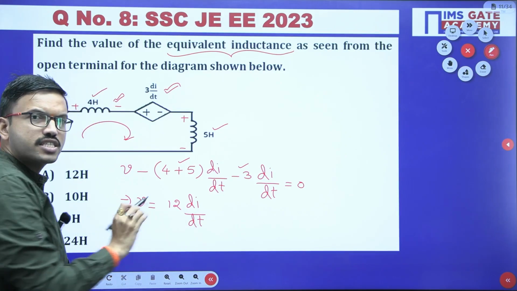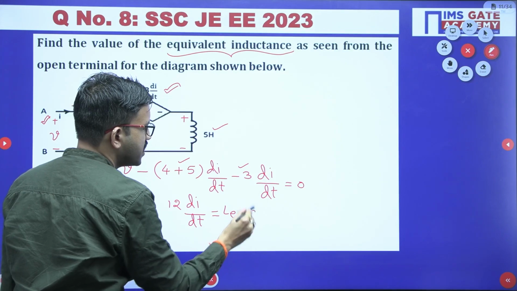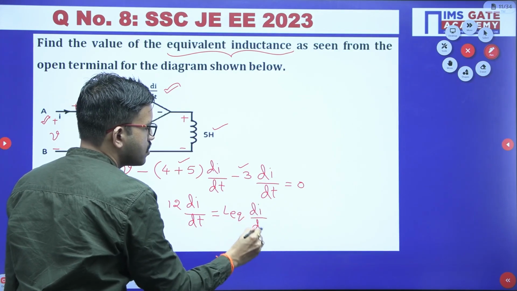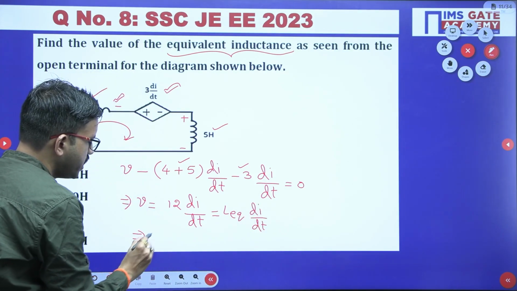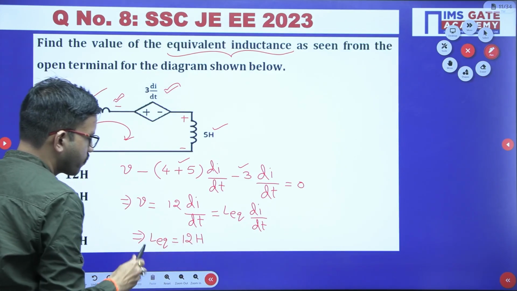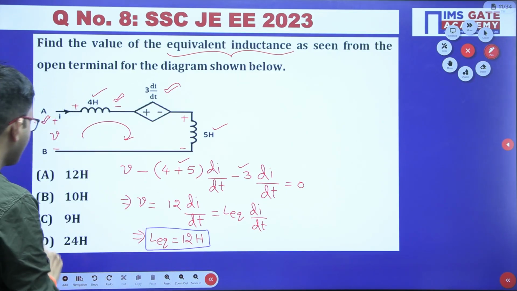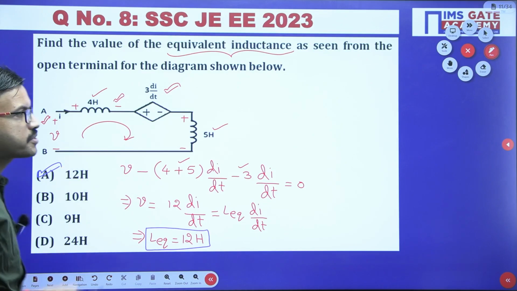Now you can equate this to the standard formula, L equivalent into dA by dt. So from here we get L equivalent as 12 Henry. So the answer for this question is option A.